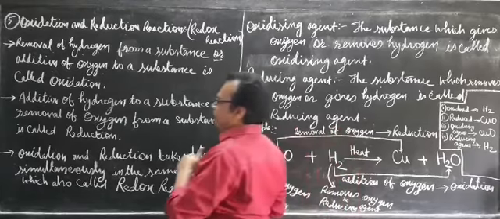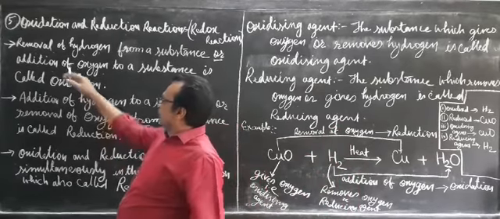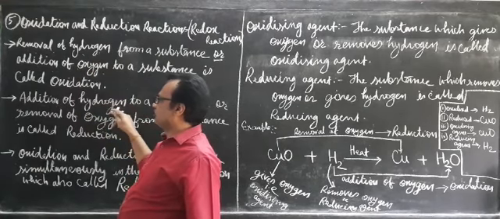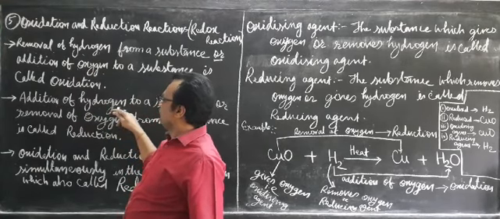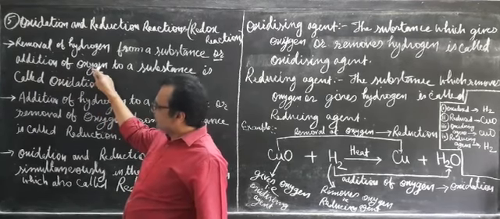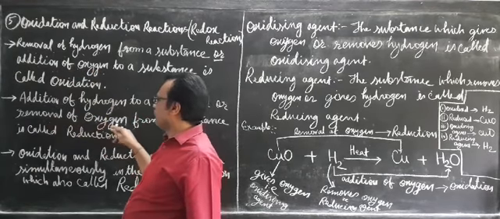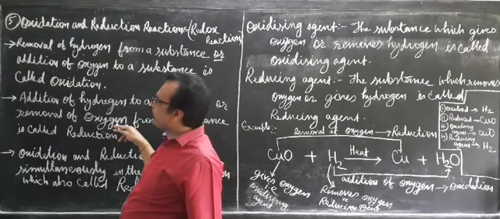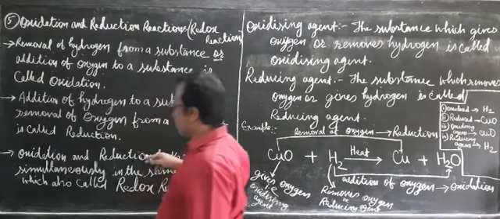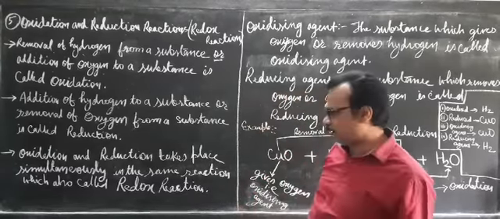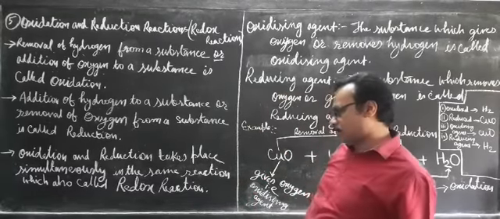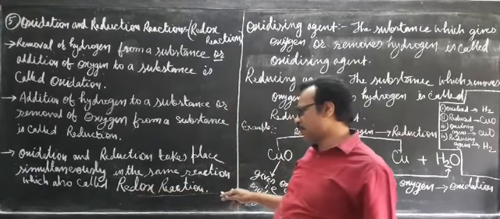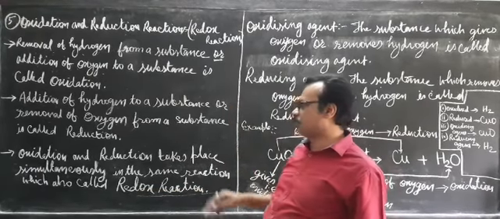In the same way, whenever there is a removal of hydrogen, there is an addition of hydrogen. So whenever there is an addition of oxygen, in the same reaction there will be removal of oxygen. So it definitely is going to take place simultaneously. That is why the oxidation reaction and reduction reaction are known as redox reaction, because it takes place simultaneously at the same time in the same reaction.